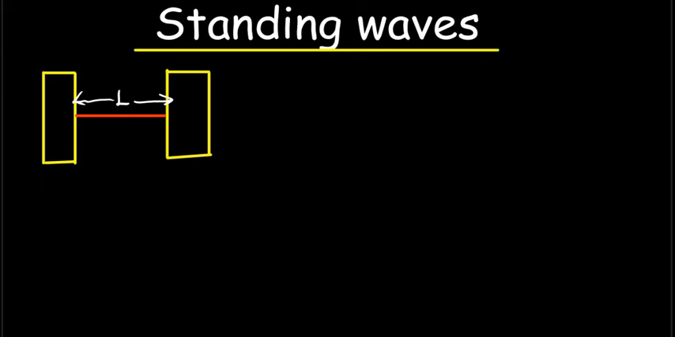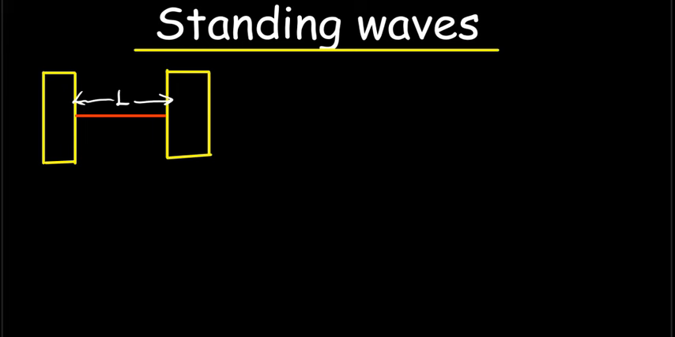So in this tutorial, we are going to talk about standing waves. So what is a standing wave? A standing wave is basically a vibration of the system in which some particular points remain fixed while others between them vibrate with the maximum amplitude. What I mean here is that the amplitude and the frequency remain the same.